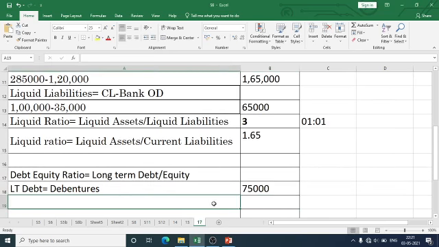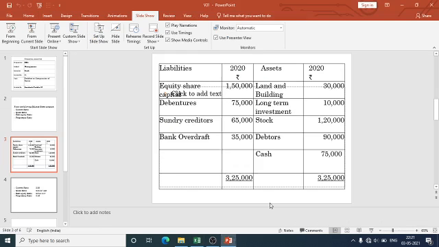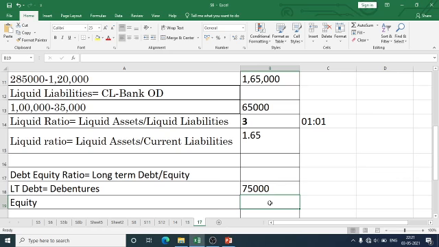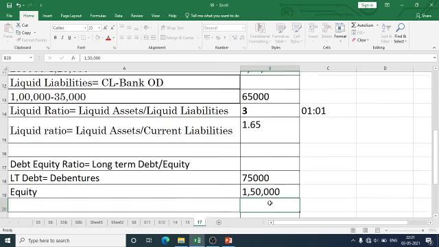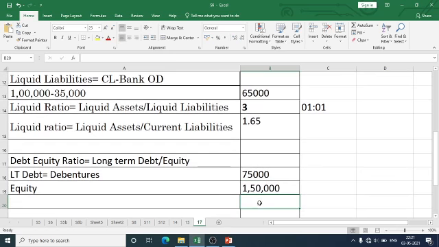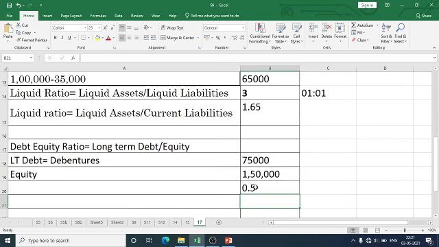Next, the value of equity. So equity usually consists of equity capital, reserves and surplus. But in this problem, only equity share capital is to be considered. So 1,50,000. So debt equity ratio is equal to long term debt 75,000 upon equity. So 0.5.